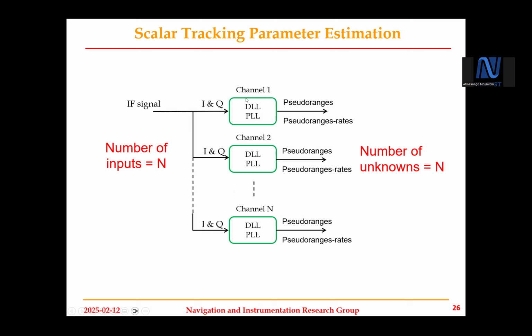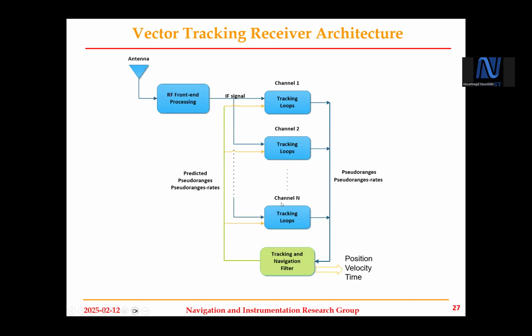We have n tracking loops tracking the delays on each channel. The output of that will be the same number of pseudo ranges. So the number of inputs will be equal to the number of unknowns. In the vector tracking, however, there will be some cooperation.